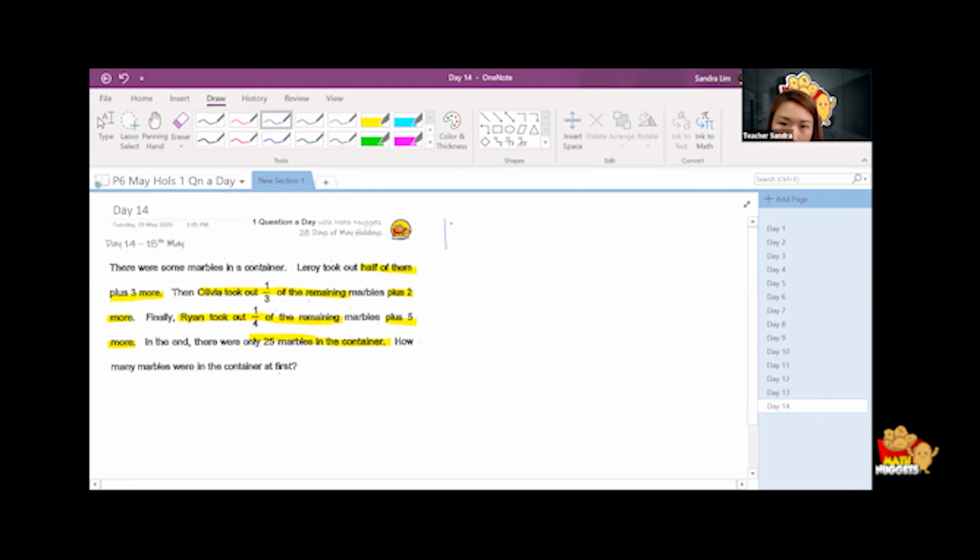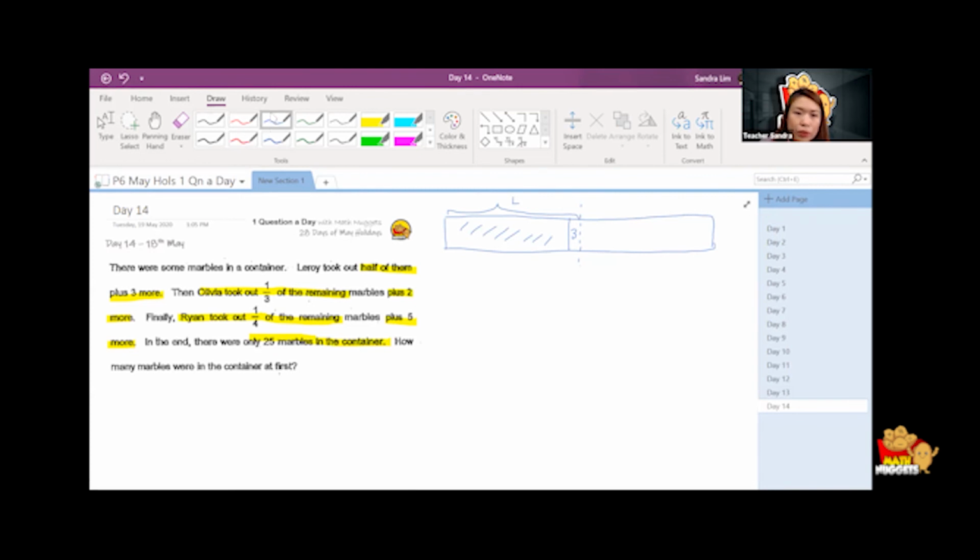Okay, so I'm going to draw this as the number of marbles in the container. Leroy took half plus 3 more. So I cut, this is half. So he didn't just take this half, plus 3 more. So we're going to take 3 more out from the next unit. I cut like that. Remember to do a dotted line so that you know that this 3 belongs to the second unit. Okay, and then this one, we just indicate this is Leroy. I just put L, okay?